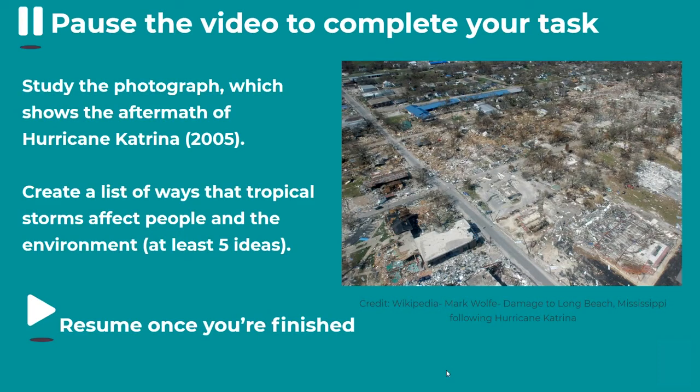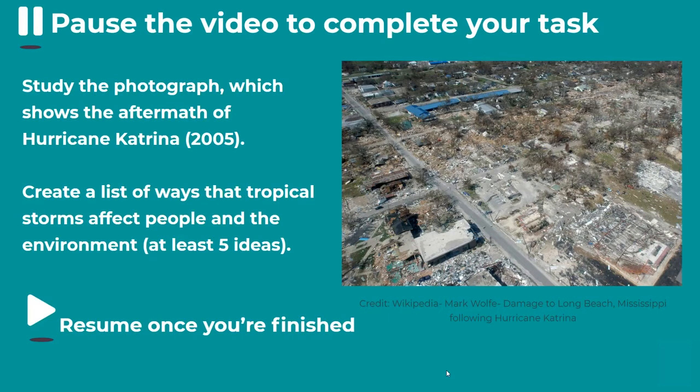So we've just found out that tropical storms can vary in their intensity, but let's just take a moment to consider how they might actually affect people and the environment. So why it is that we maybe study tropical storms and why we should perhaps be concerned about them. So I'd like you to study the photograph which shows the aftermath of Hurricane Katrina from 2005 in the USA.